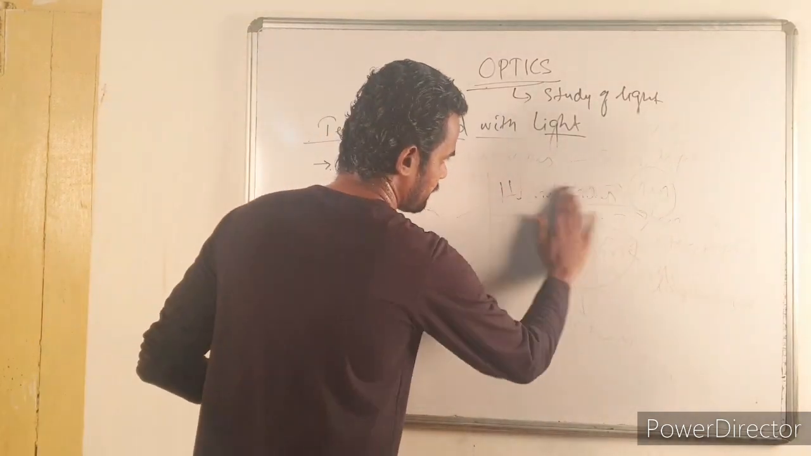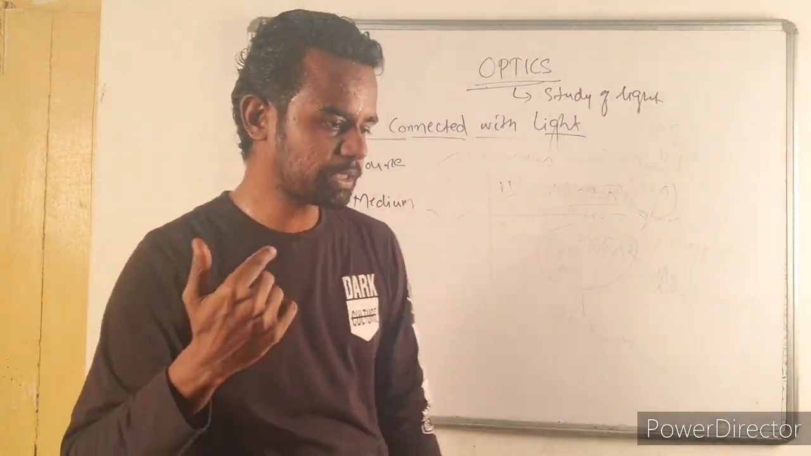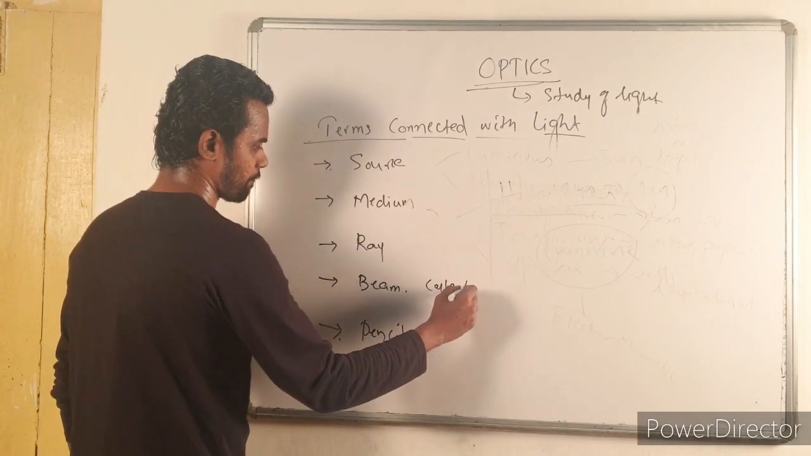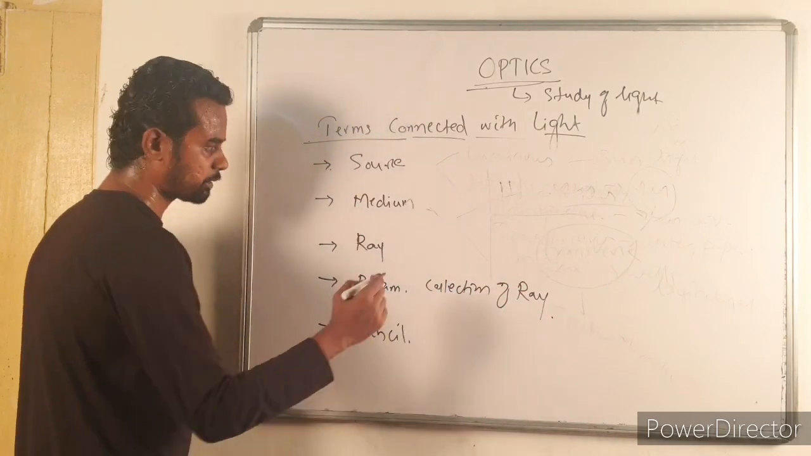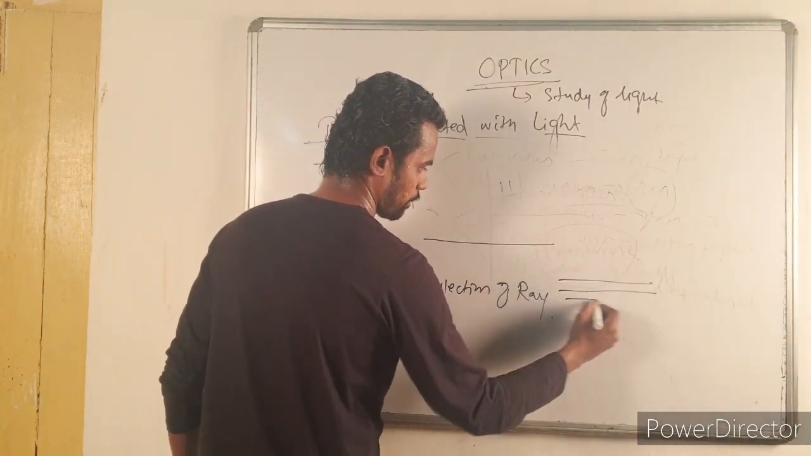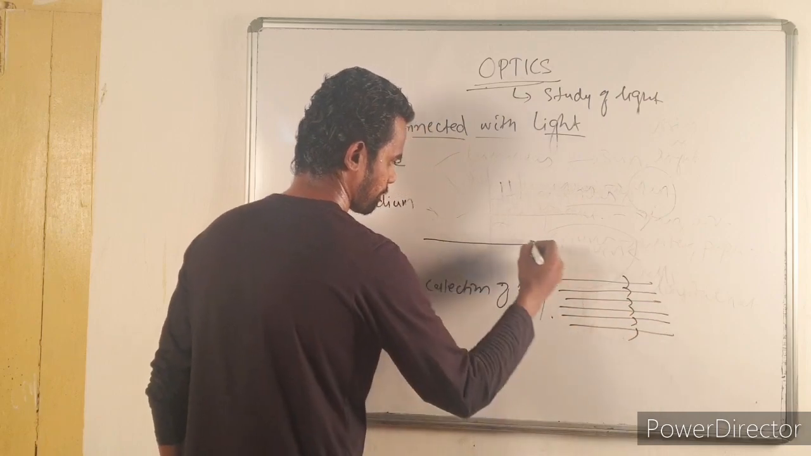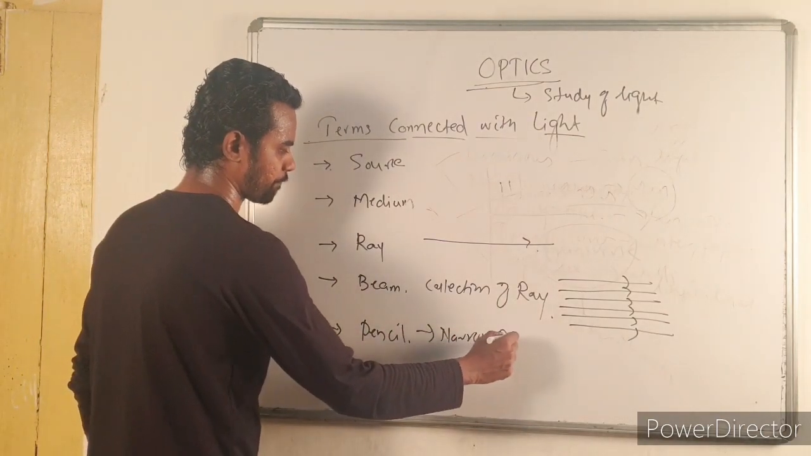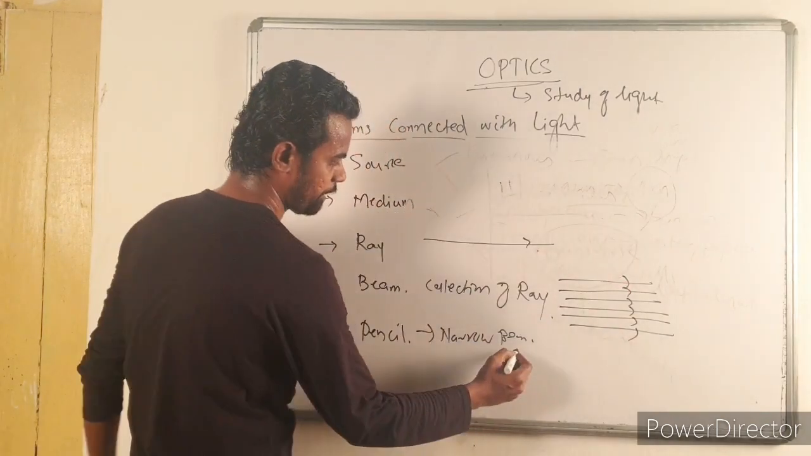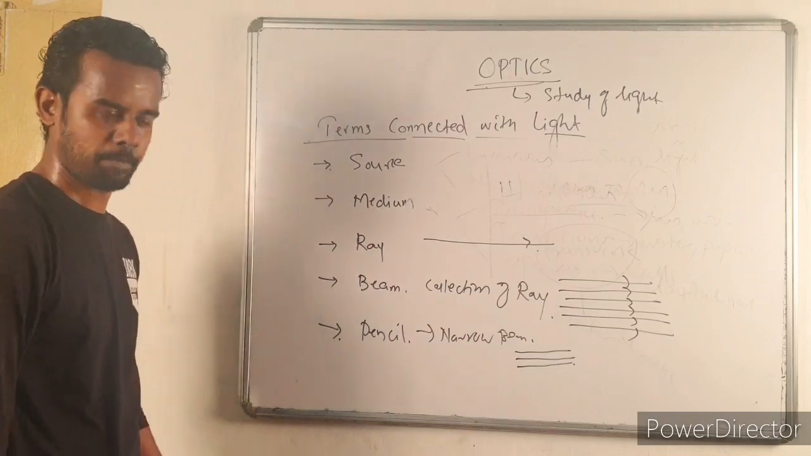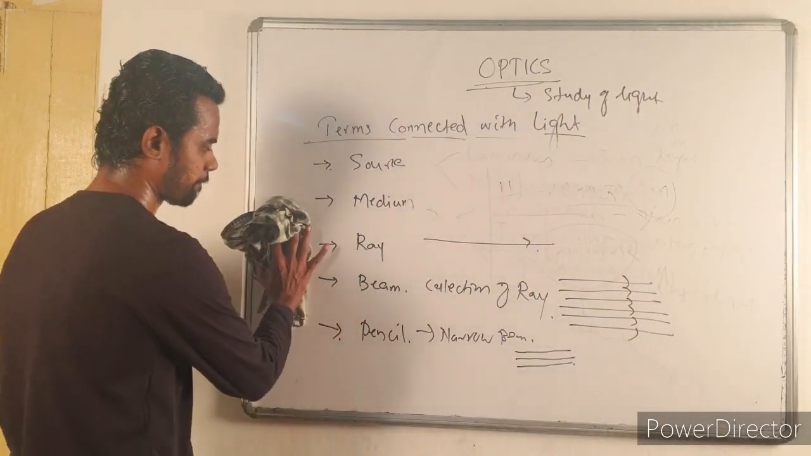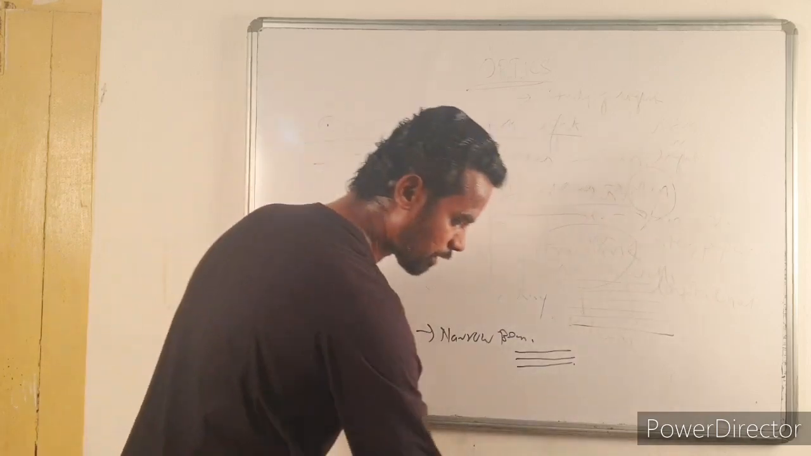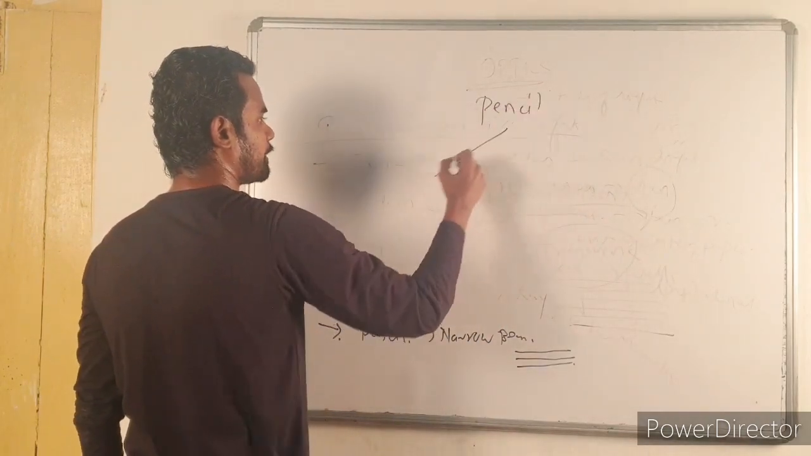Now, a ray is the straight path through which light travels. It is a single channel path. Beam is the collection of rays. Suppose a ray is like this, a beam will be a collection of rays. Similarly, a pencil is a narrow beam. If you narrow the beam, it will be a pencil. Pencils are again of three types.